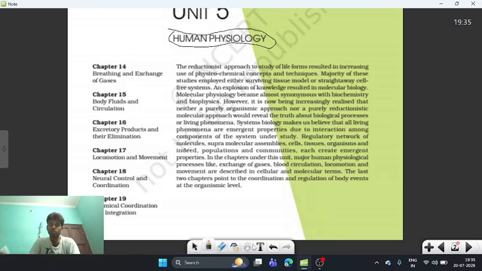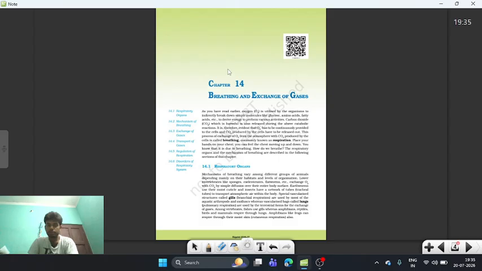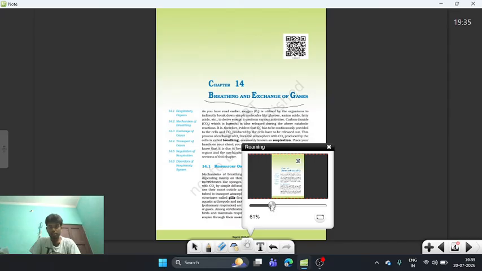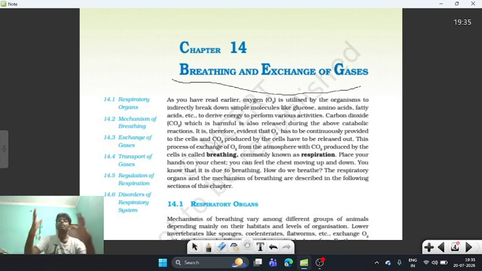Okay. So in human physiology, we have our first chapter called breathing and exchange of gases. So what is breathing and exchange of gases? This chapter deals with how we take oxygen up, which organs actually function for taking up oxygen, which organs play a role in transport of oxygen, and which organs just help in respiration.